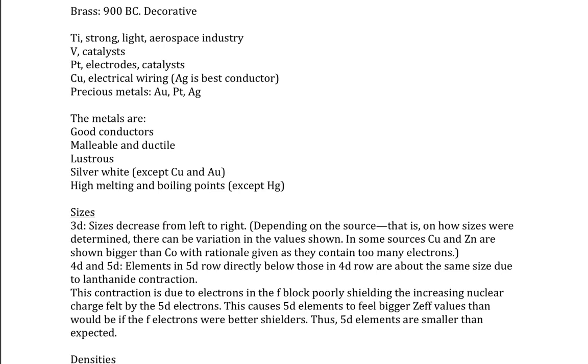They're lustrous, so they're shiny. Typically, they're silver white. Of those D block ones, copper and gold are exceptions. They have high melting and boiling points. Of course, we know mercury is a liquid at room temperature.